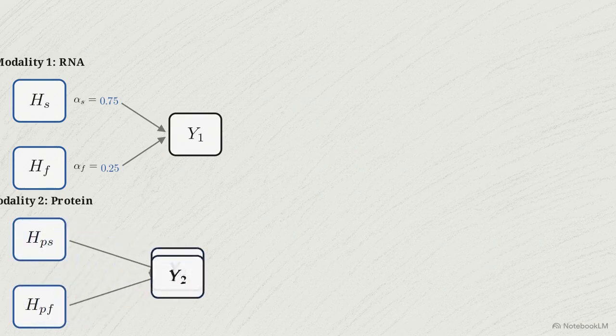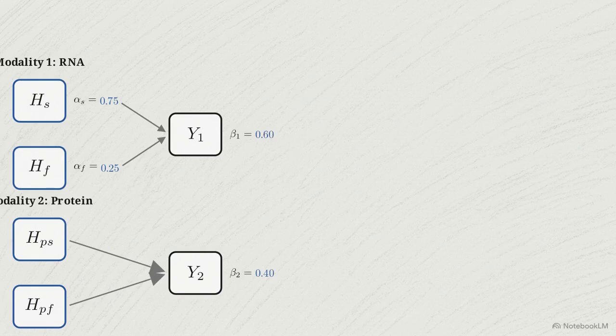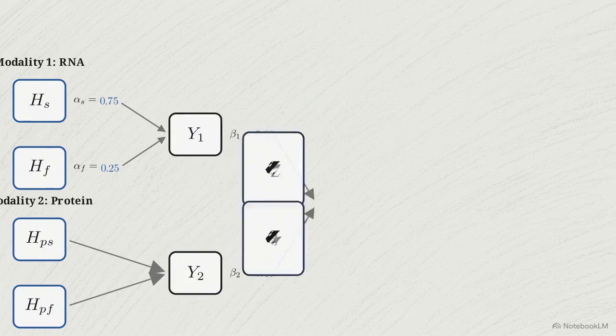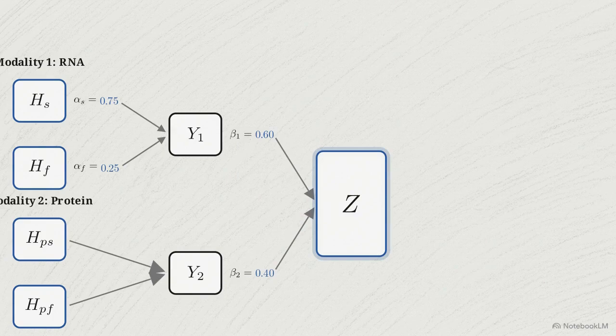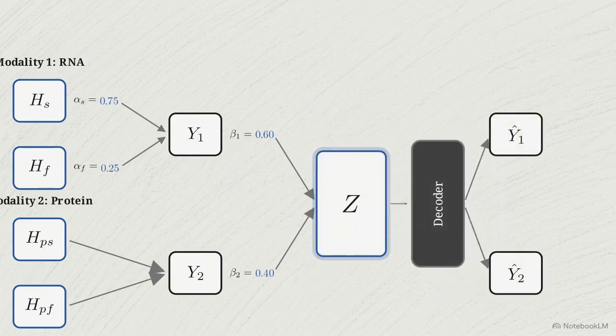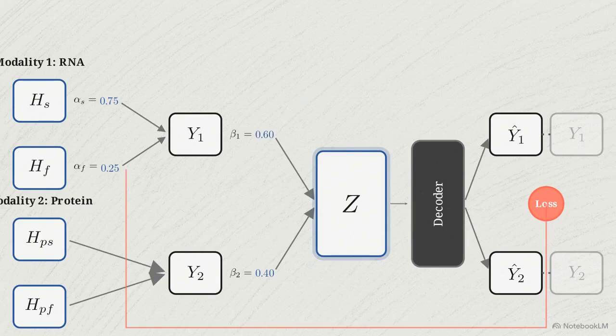With optimized blocks for both RNA, Y1, and protein, Y2, complete, what does the second half of this dual attention mechanism do? The between-modality attention layer balances the modalities themselves, producing a single dense cross-modality representation, Z. Z then passes through a decoder to reconstruct the original matrices. If reconstruction fails, a loss loop triggers a signal to adjust the attention weights and try again.